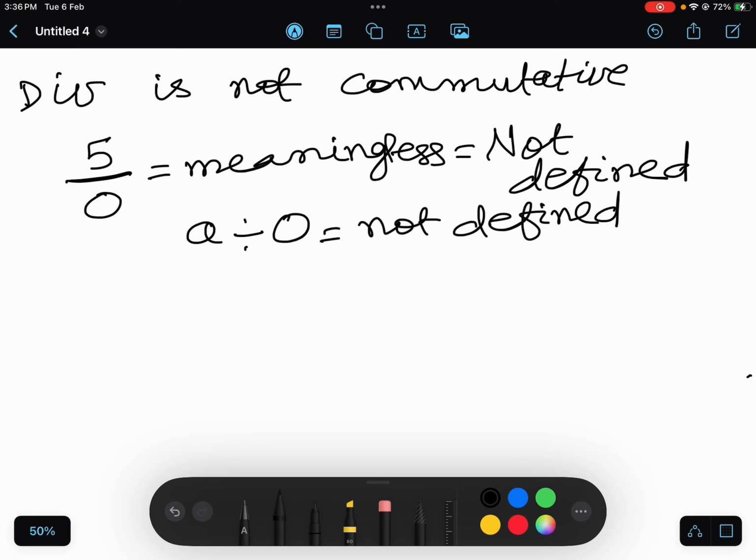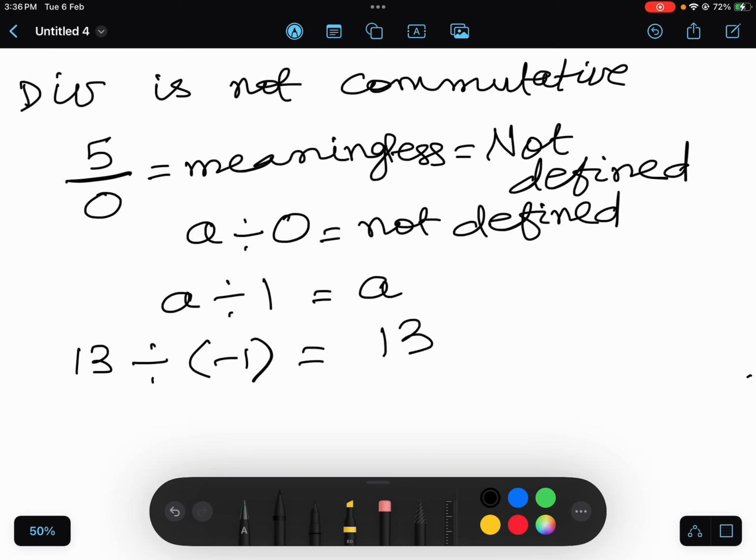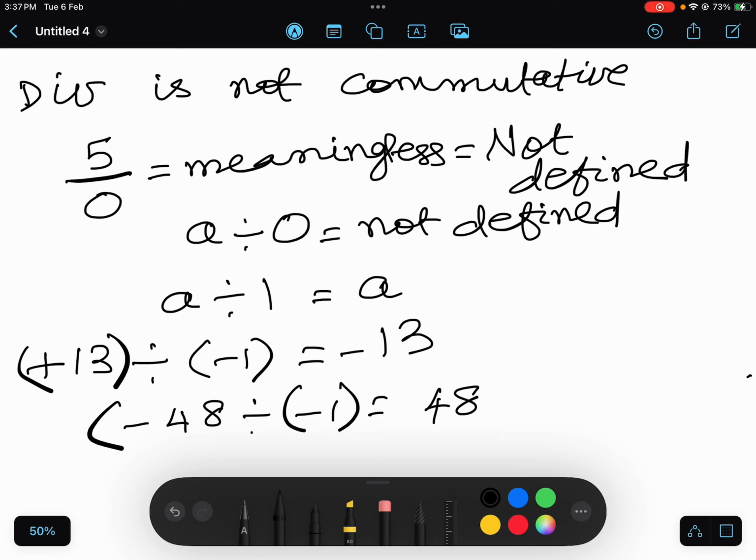Then when we divide any integer by 1, the answer will be the same number. Like in multiplication, a into 1 is a. A divided by 1 is also a. So what will be the answer for 13 divided by -1? It will be 13 divided by 1, which is the same number 13. And then you look out for the signs. So plus divided by minus will give you minus. Similarly, look at this, -48 divided by -1. So when we divide by 1, the result will be the same number. Then you look for the signs. Minus divided by minus is plus.